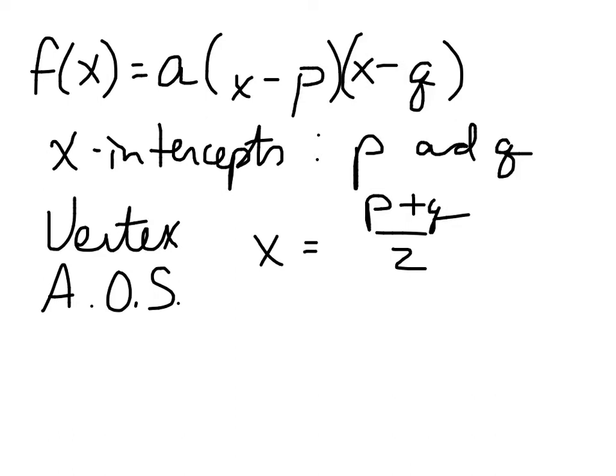The vertex, or the axis of symmetry, should be right in the middle of them. In order to find the middle, you find the average. And then to get the y-coordinate, what do you think you do after you have the x? Plug it in. Yep. To get the y-coordinate, plug in x.